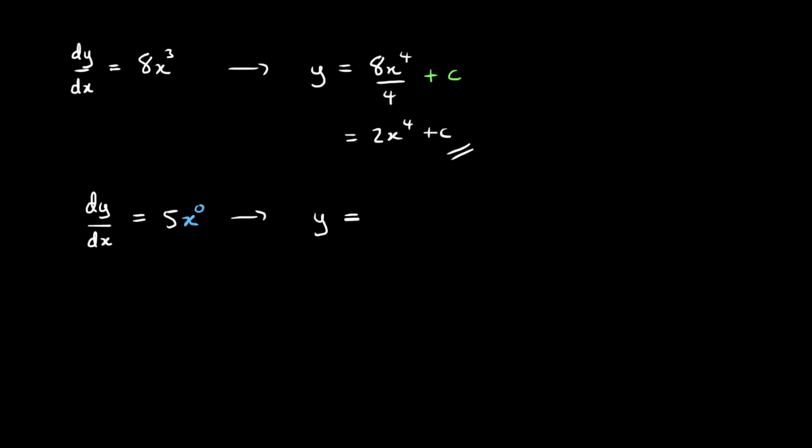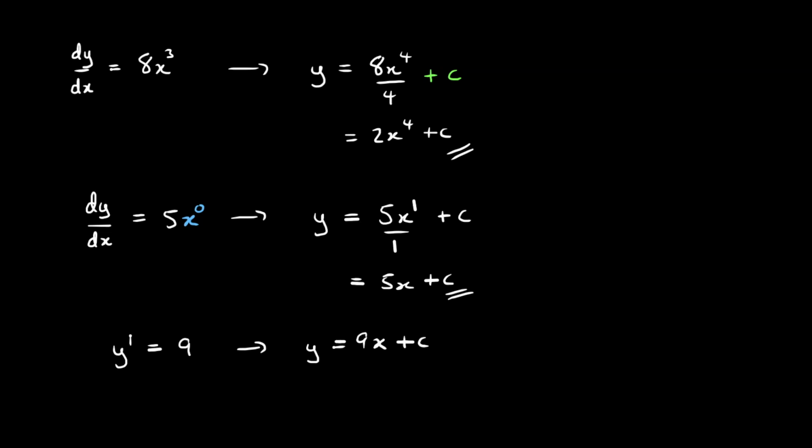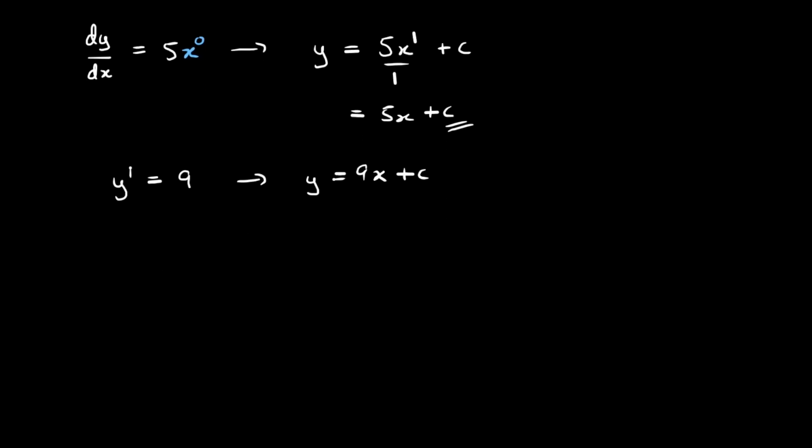And if that's the case, then the same rules still apply. That is, we add 1 to the power, so we get x to the power of 1. We divide by the new power. Then we add a constant as well. So this simply becomes 5x plus c. Now, hopefully, you should be able to see there'll be an easier way to think about this, because if 5 becomes 5x, then what do you think will happen if we've got dy/dx is equal to, I don't know, 9? Well, that will become 9x plus c.